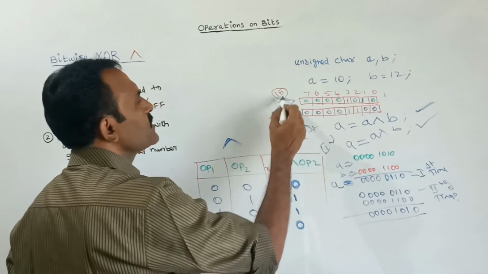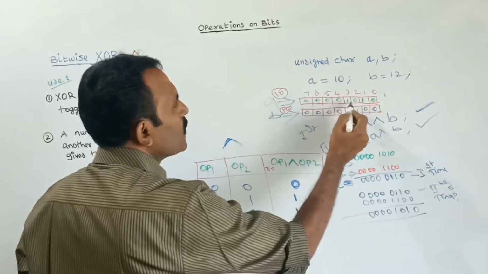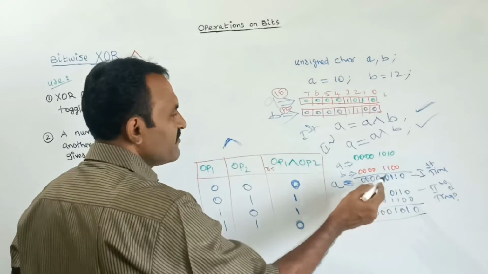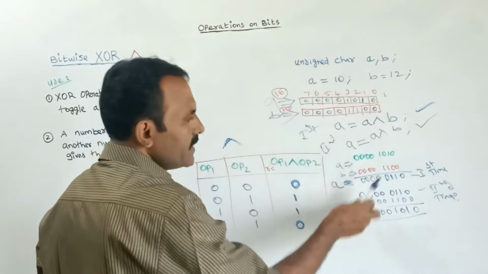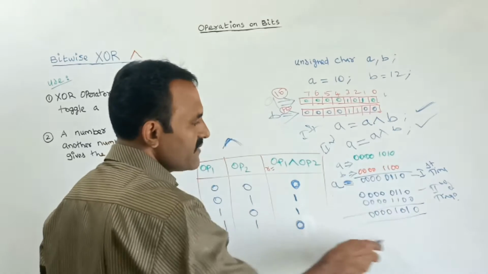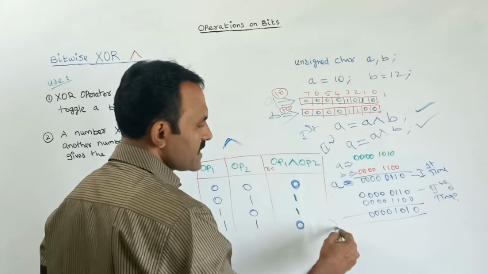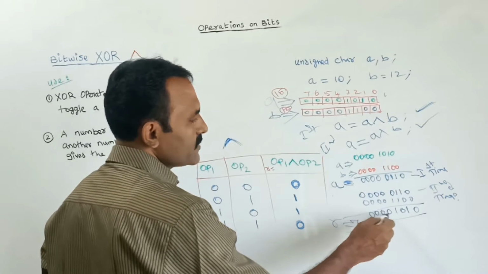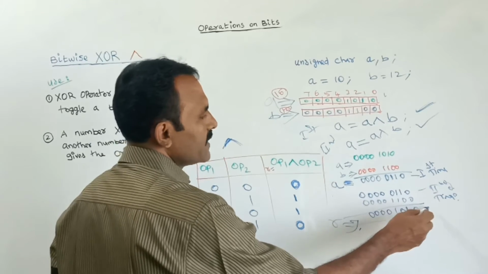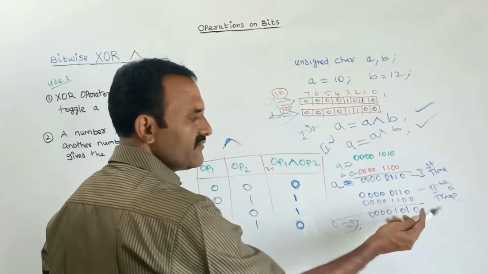Previously we had seen that a is equal to 10, that is 1 0 1 0. See, when this a is XORed with b 2 times, then we get the same value, a value 10. What is the result? 0 0 0 0 1 0 1 0. That is the previous original value of a that we get here.